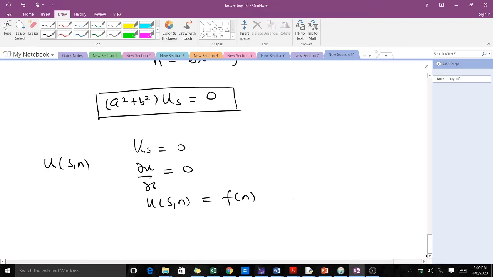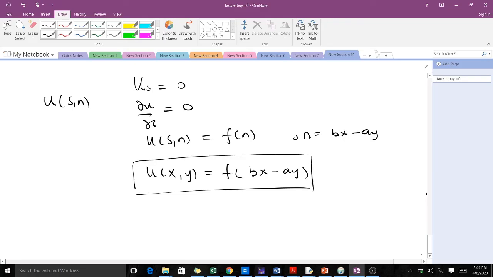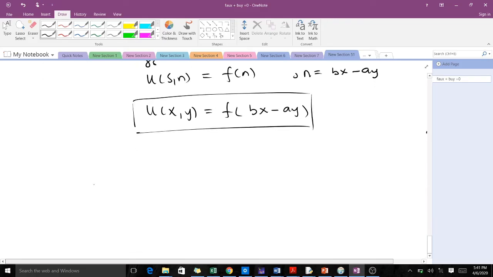But recall that we said n is equal to bx minus ay. So that means when we decide to work in the original coordinates, we get u of x, y will be equal to f of bx minus ay. And I hope you remember this was the same solution we had when we used the method of characteristics. So let's take the same example we solved using the method of characteristics, and let's see whether we get the same solution or not.